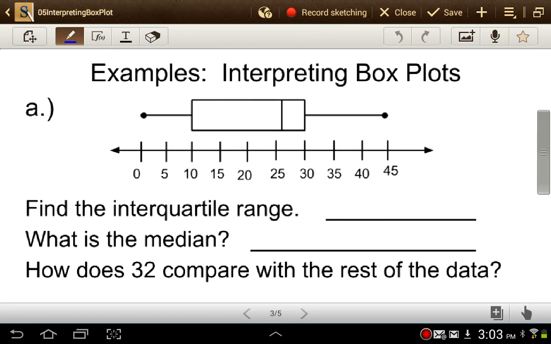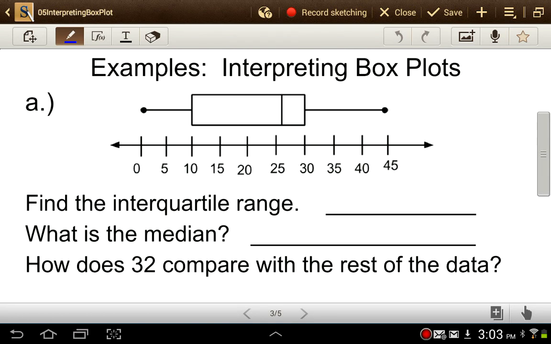Okay, in our first example here, we're going to interpret box plots. So you might want to take a second, maybe pause the video right now to copy down this box plot before I move on. Okay, I'm going to go on to finding the interquartile range. So to find the interquartile range, remember I'm going to take the upper quartile and I'm going to subtract the lower quartile from it. So that's just 30 minus 10. So the interquartile range is 20. That's all you have to do for those.